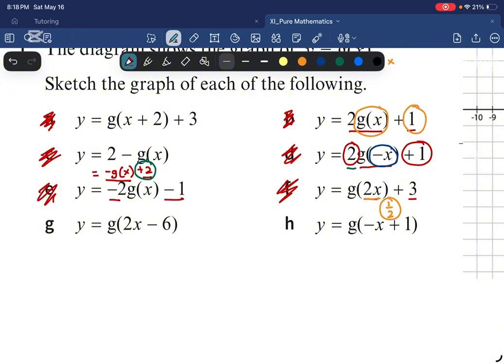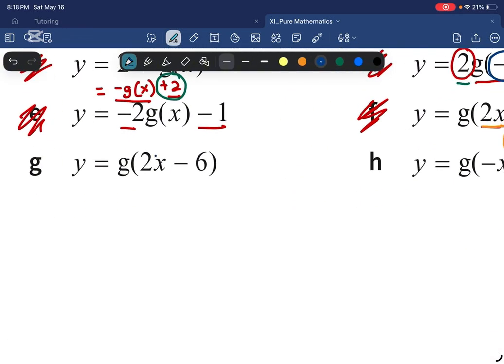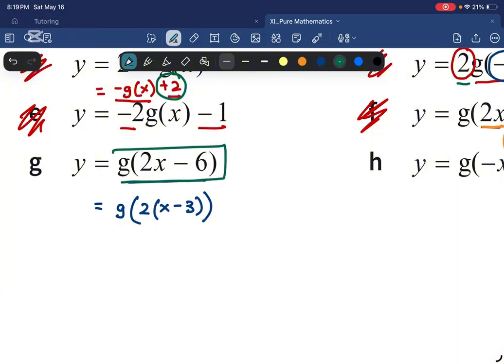So we have this. This is interesting. Now let me show you something. I can write this expression as this, or I can write it as g of 2x minus 3, right? This is the same expression. If I write it in the first way, I need to do my horizontal shift first.